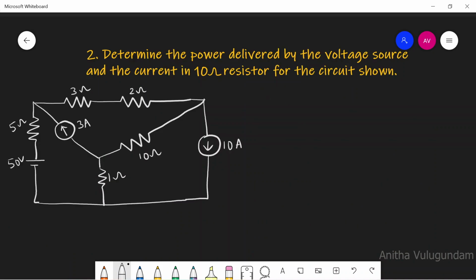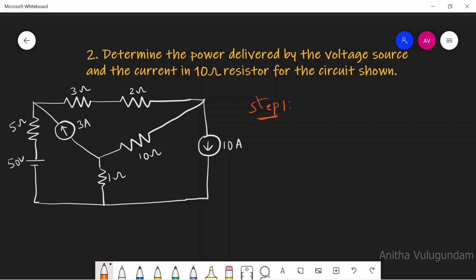Let's discuss the second problem. Determine the power delivered by the voltage source and the current in the 10 ohm resistor for the circuit shown. Here you can see there is a current source of 3 amp and another current source of 10 amperes. Let us identify meshes first.